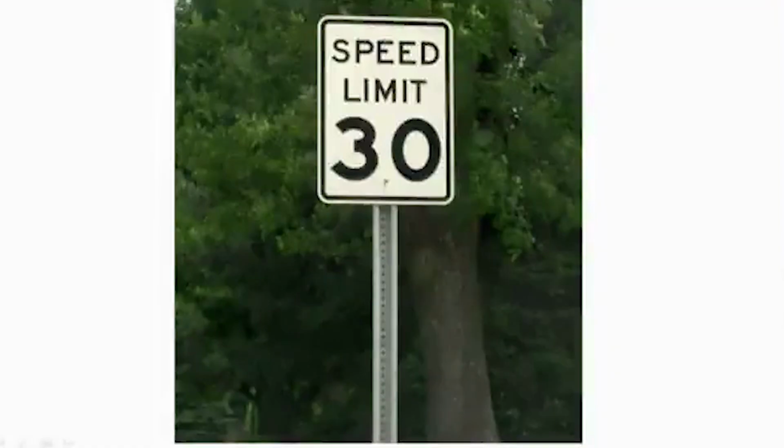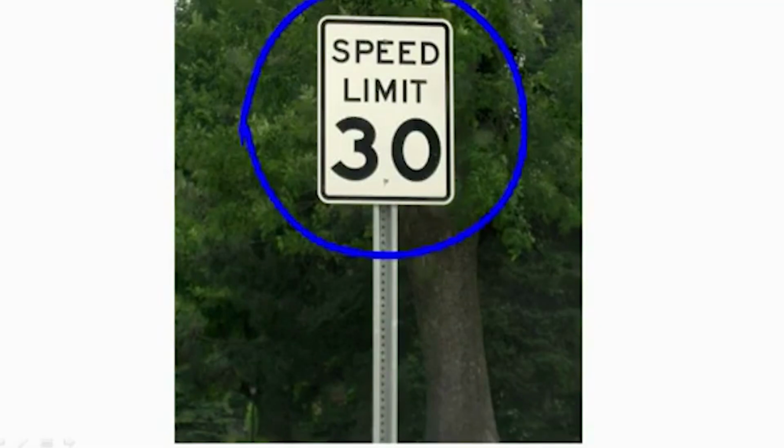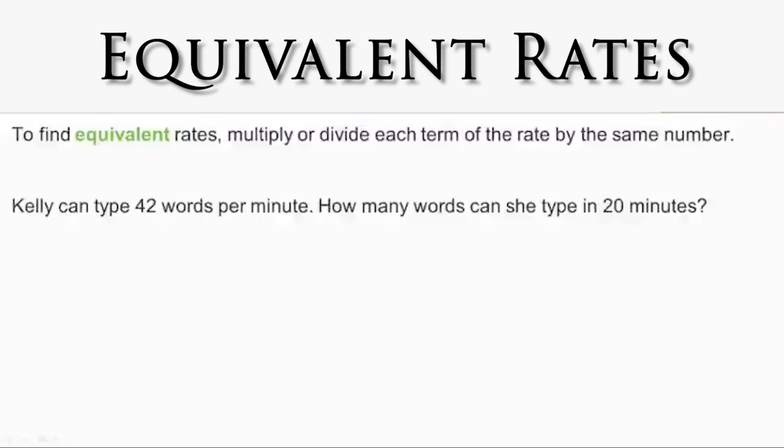Our lesson question is, how can you solve problems about speed? You have seen speed limit signs many times, just like the one pictured in this photograph. You've already learned how to find speed when given time and distance. In this lesson, you will solve problems that involve time, distance, and speed. Let's learn how to find equivalent rates. To find equivalent rates, multiply or divide each term of the rate by the same number.